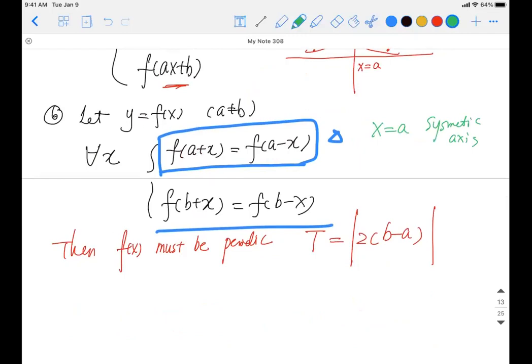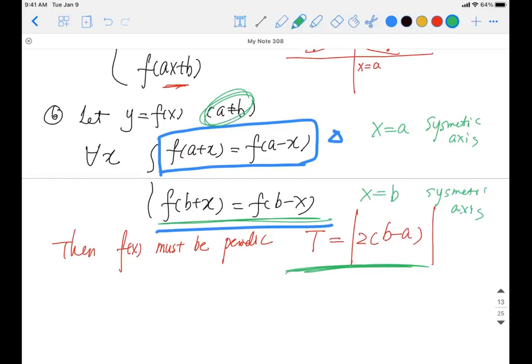This is understandable, right? What about the second part? Exactly the same thing. x equals b is a symmetric axis. So that means that if a function has two symmetric axes, and they're not the same because a is not equal to b, as long as a function has two different symmetric axes, then automatically this function will be a periodic function.